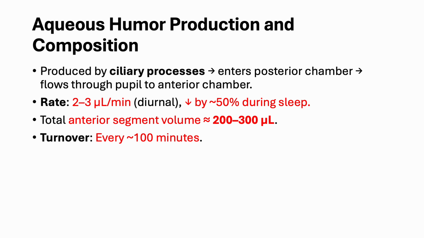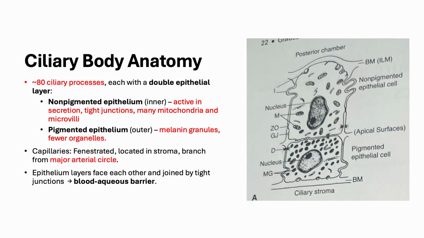The total volume of the anterior segment, meaning the combined space of the posterior and anterior chambers, is roughly 200 to 300 microliters. This volume turns over approximately every 100 minutes, making aqueous dynamics a continuously active and vital component in maintaining stable intraocular pressure. The ciliary body contains approximately 80 ciliary processes. Each process is lined by a double epithelial layer, an essential structure for aqueous humor production.